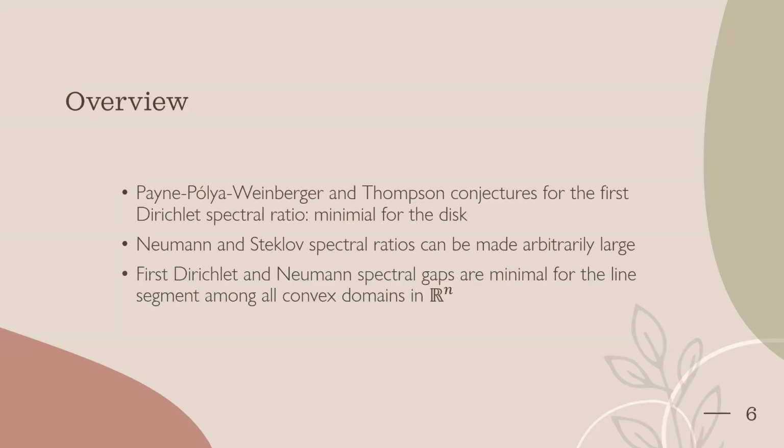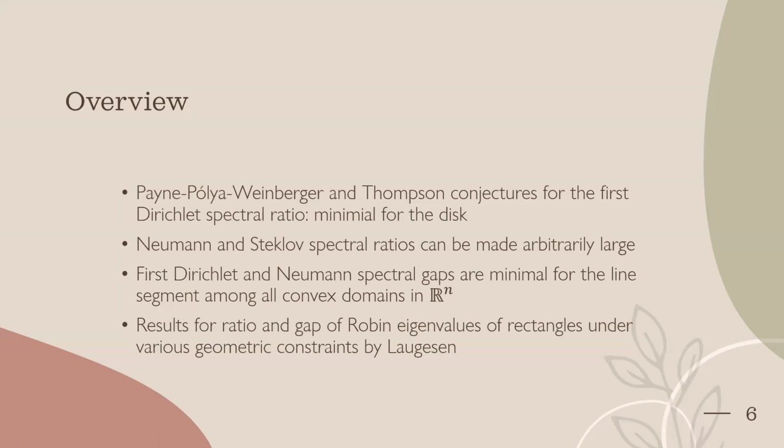And also, the spectral gaps have been studied. So it was proven that the first Dirichlet and Neumann spectral gaps, so lambda 2 minus lambda 1, are both minimal for the line segment among all convex domains in Rn, for any n greater than 2. And also we have some results for the Robin eigenvalues for the spectral ratio and spectral gaps of rectangles under various geometric constraints. So this was made by Laugesen.